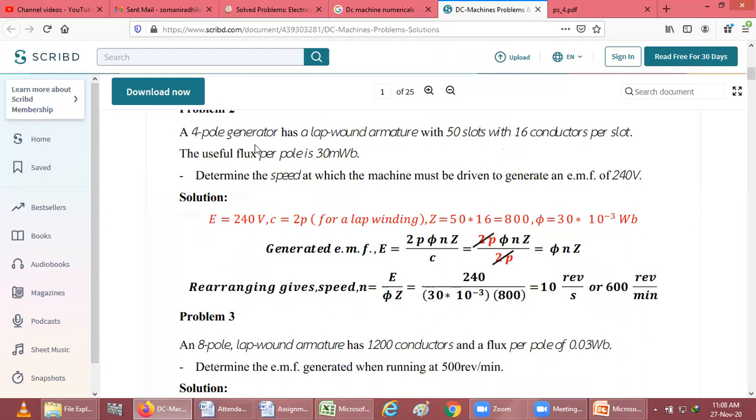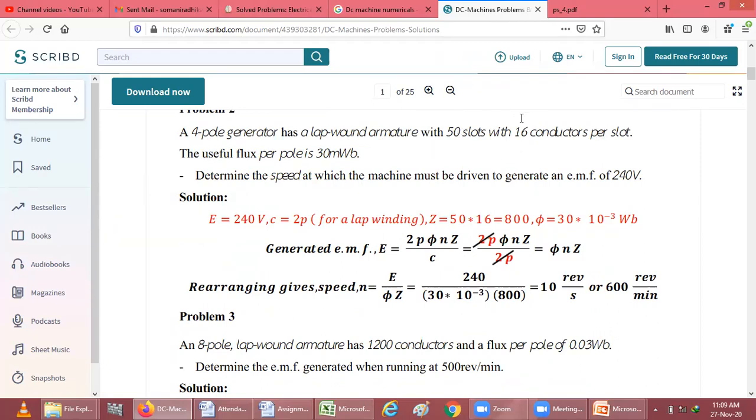So the 4-pole generator has a lap wound armature with 50 slots with 16 conductors per slot. So you do not get the number of conductors directly; they have given it per slot.